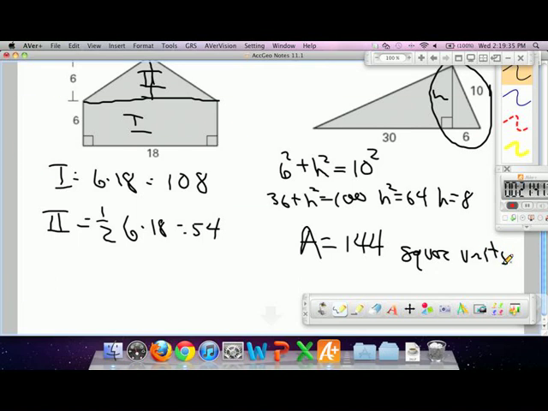You could also break this into two triangles and do one triangle with a base of 30 and a height of 8, and a second triangle with a base of 6 and a height of 8. And I claim that if you add those two areas together, you'll end up again with 144 square units if you did it that way.